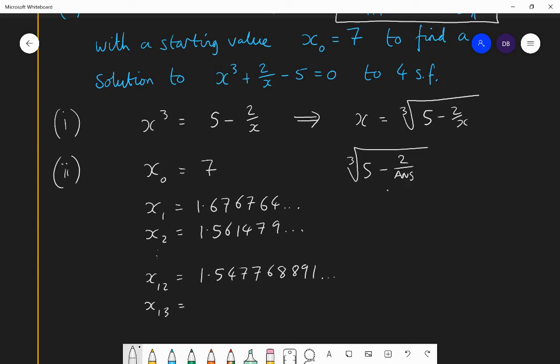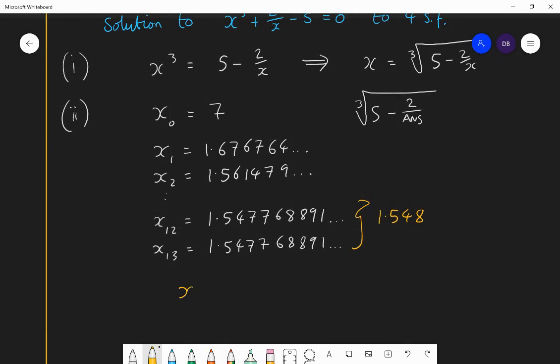But I'm showing you here that if you go far enough, it looks almost exactly the same, even to the 1, 2, 3, 4, 5, 6, 7, 8, 9th decimal place. It hasn't changed from the 12th to the 13th value. So it looks like it's converging. And these both to 4 significant figures round to 1.548. You would probably have noticed that a little earlier than this.